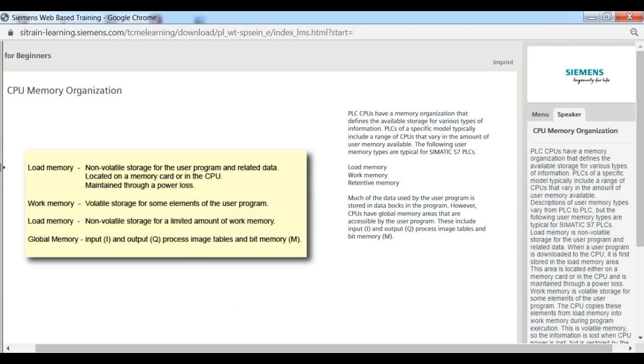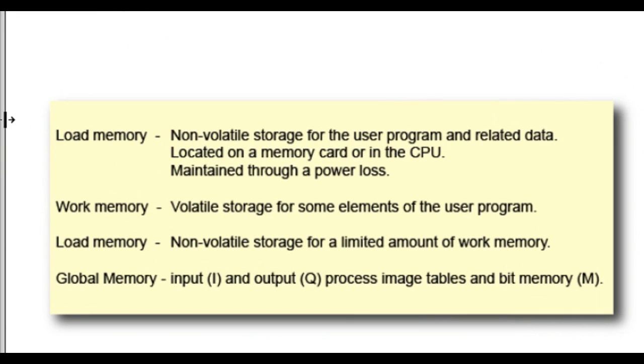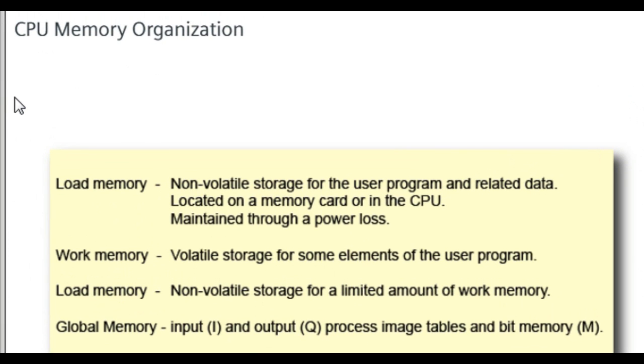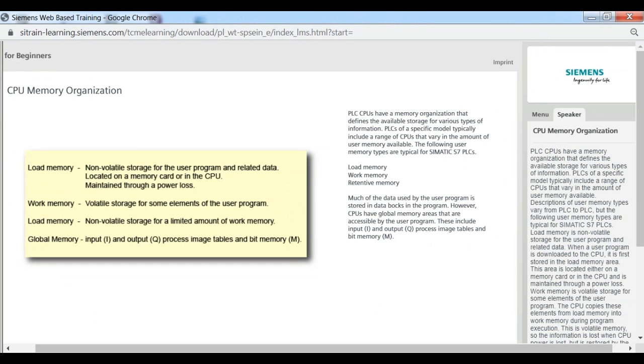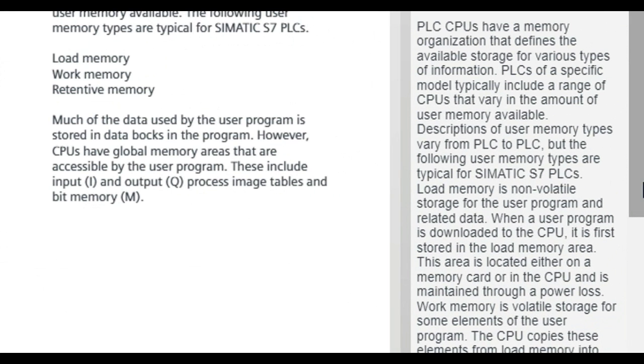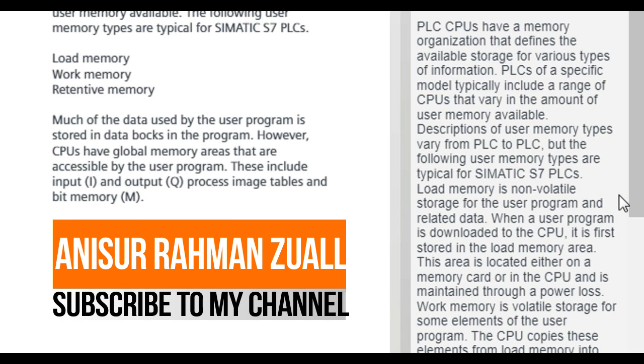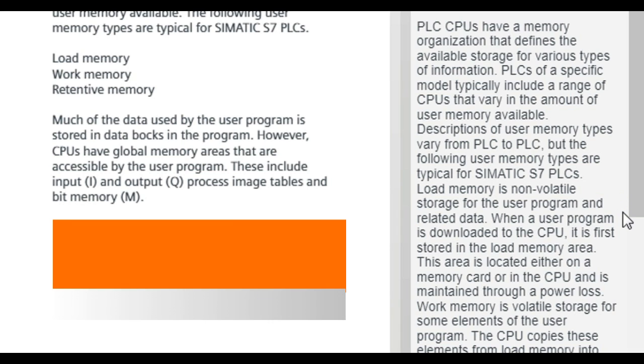PLC CPUs have a memory organization that defines the available storage for various types of information. PLCs of a specific model typically have a range of CPUs that vary in the amount of user memory available. Descriptions of user memory types vary from PLC to PLC, but the following user memory types are typical for Siemens S7 PLCs. Load memory is non-volatile storage for the user program and related data.